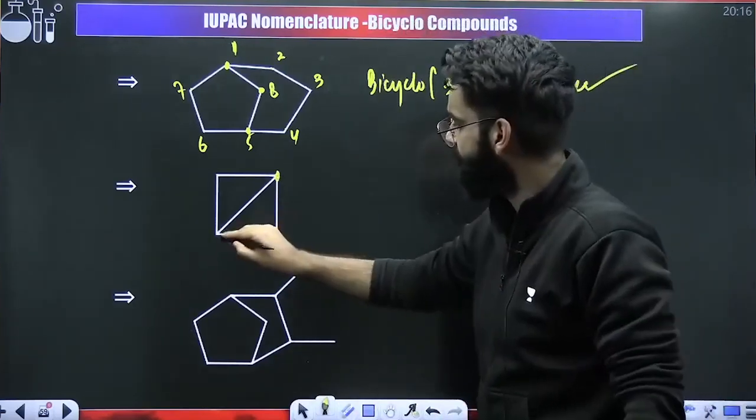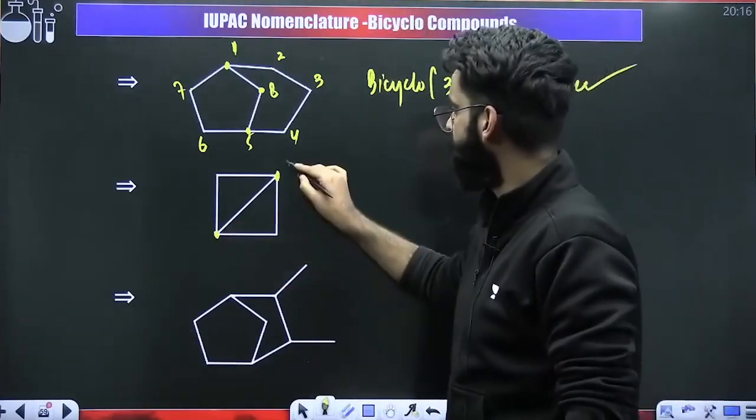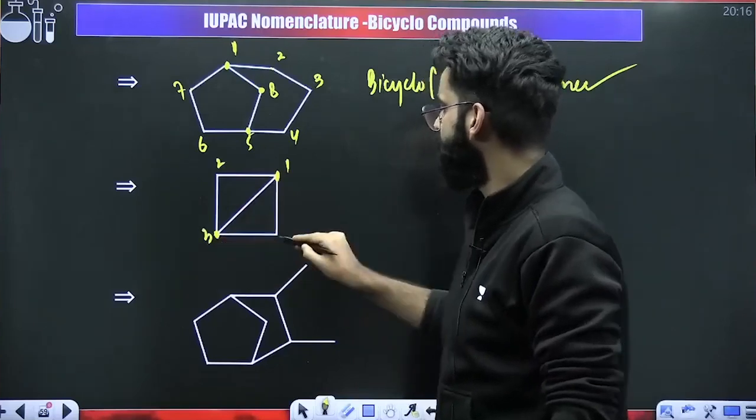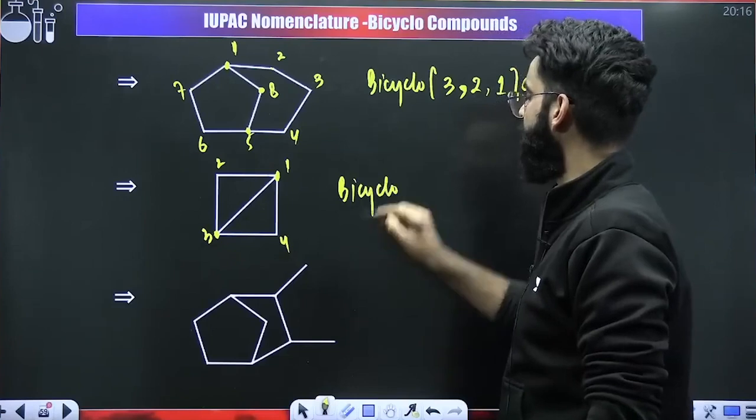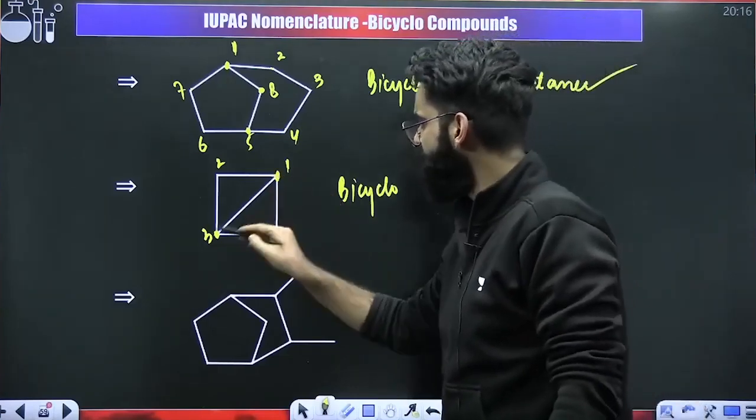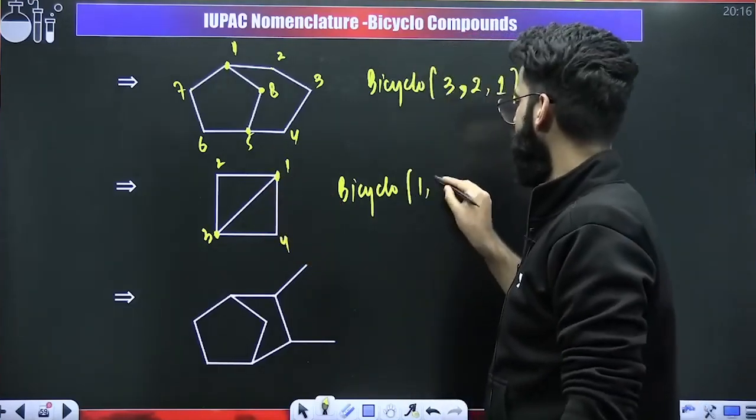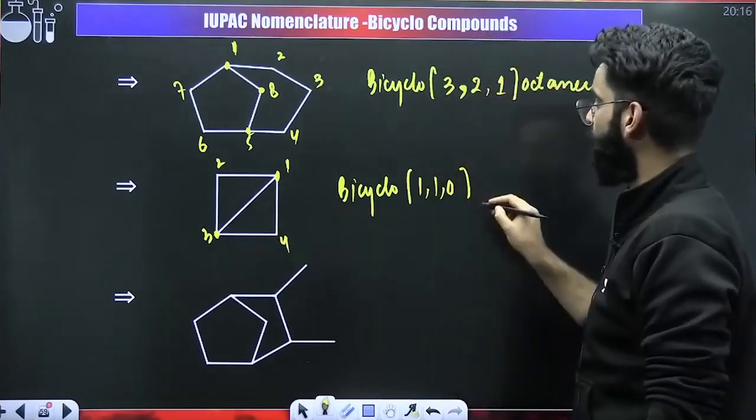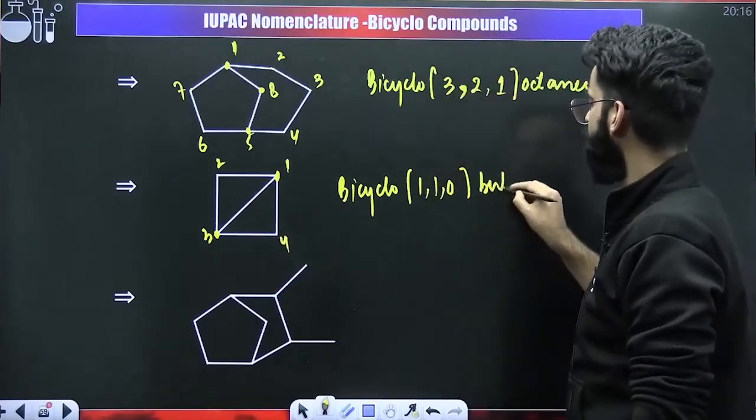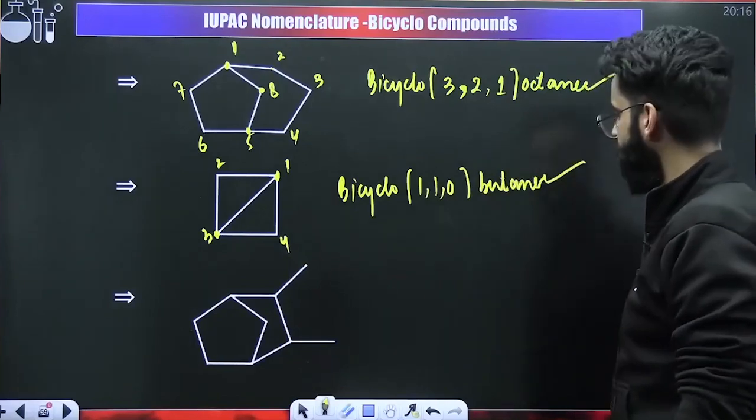Next one. These are your bridgeheads. Now, this is 1, this is 2, this is 3, this is 4, for example. So first of all, you'll write bicyclo. This path and this path are the same, so it's 1, 1, and in the middle there is no carbon, 0. So it's bicyclo 1, 1, 0. It's going to be but. Everywhere there is a single bond, so it's ane.